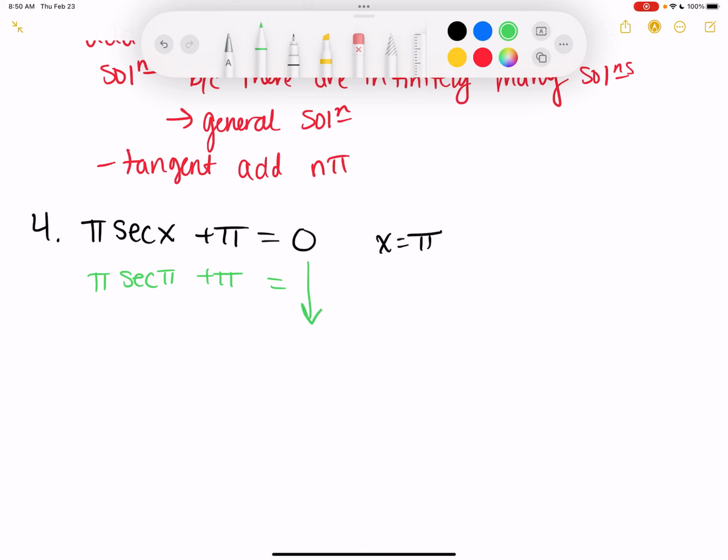So what's the secant of pi? Or what's the cosine of pi? -1. So secant is 1 over cosine, so we have pi times 1 over -1, so times -1 plus pi. So this is negative pi plus pi, which is 0, is equal to 0.